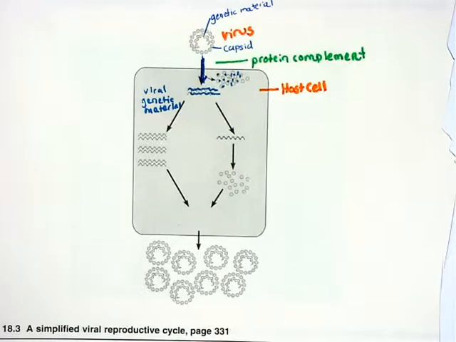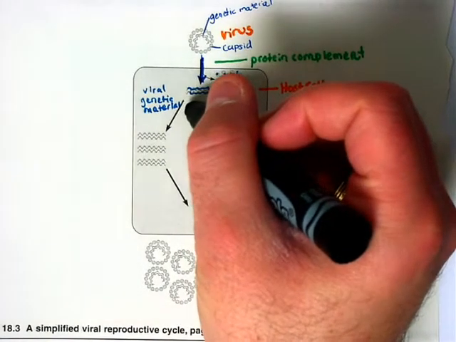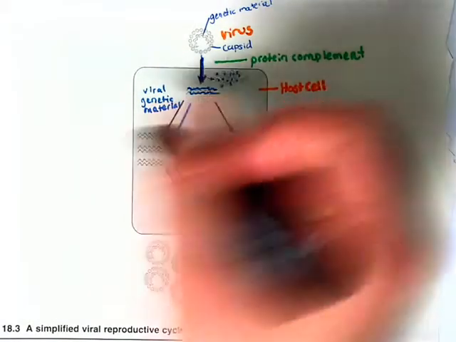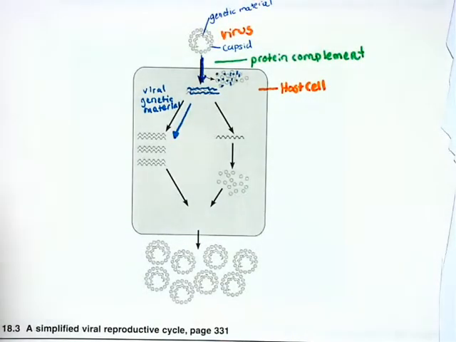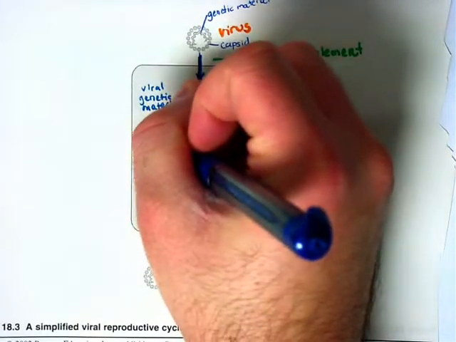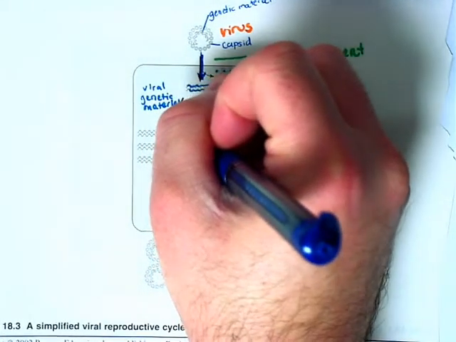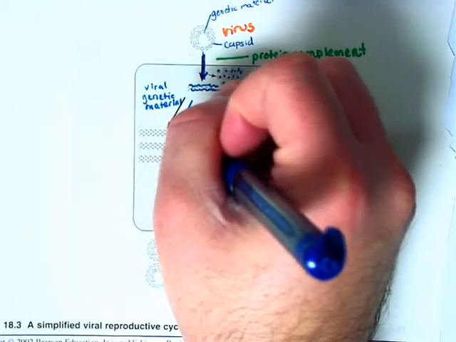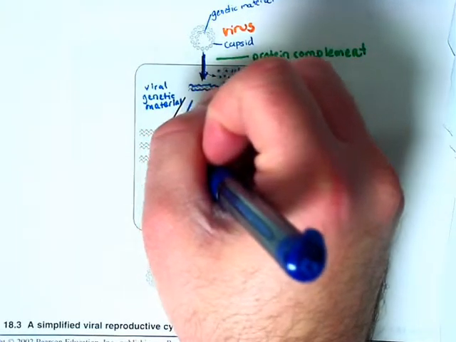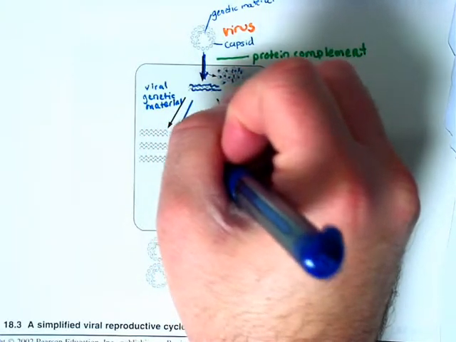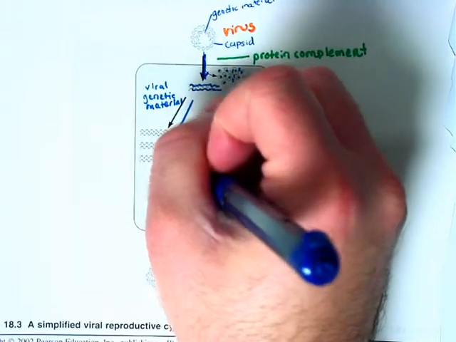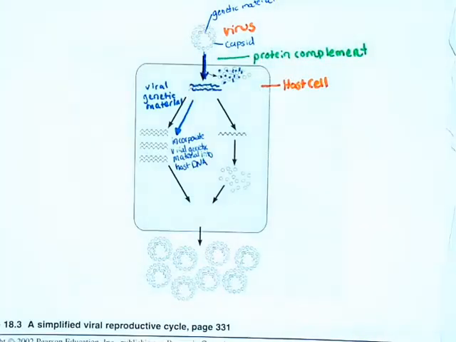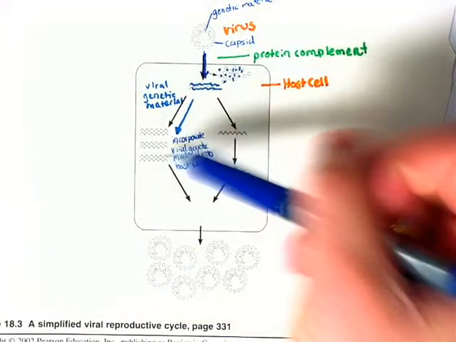Now, there's a couple of different things that can happen. Somehow, that viral genetic material is likely to be placed into the cell's original genetic material. So I could write here that there is an incorporation, or we're going to incorporate viral genetic material into host DNA. So the host DNA is reprogrammed because genetic material from the virus is placed inside of it.